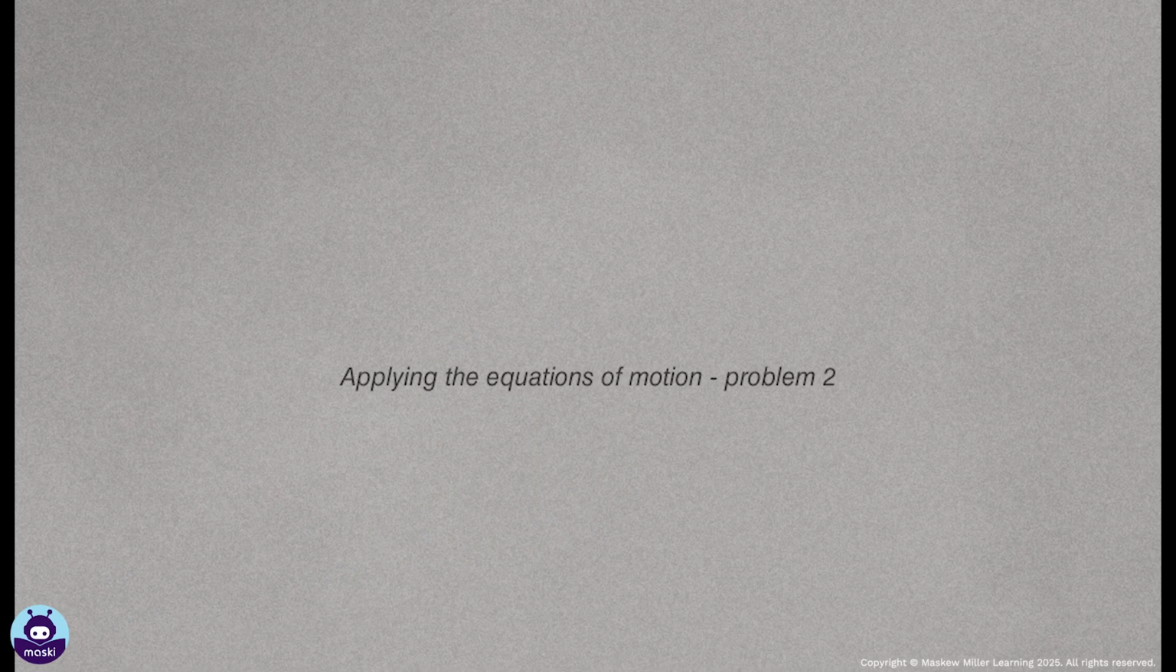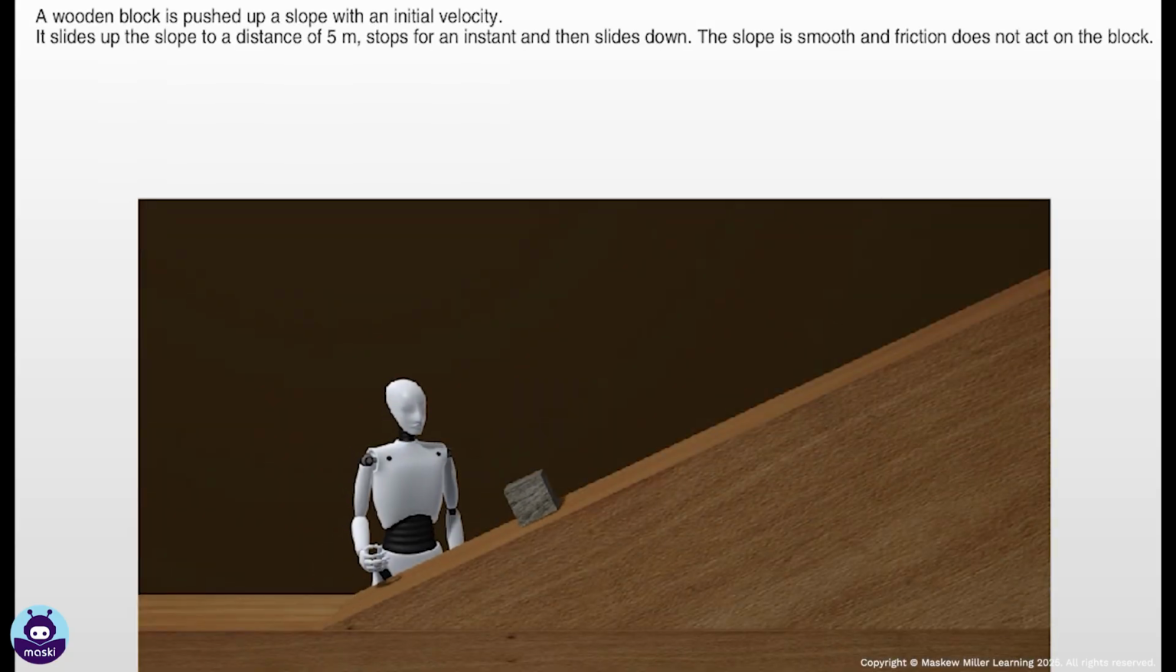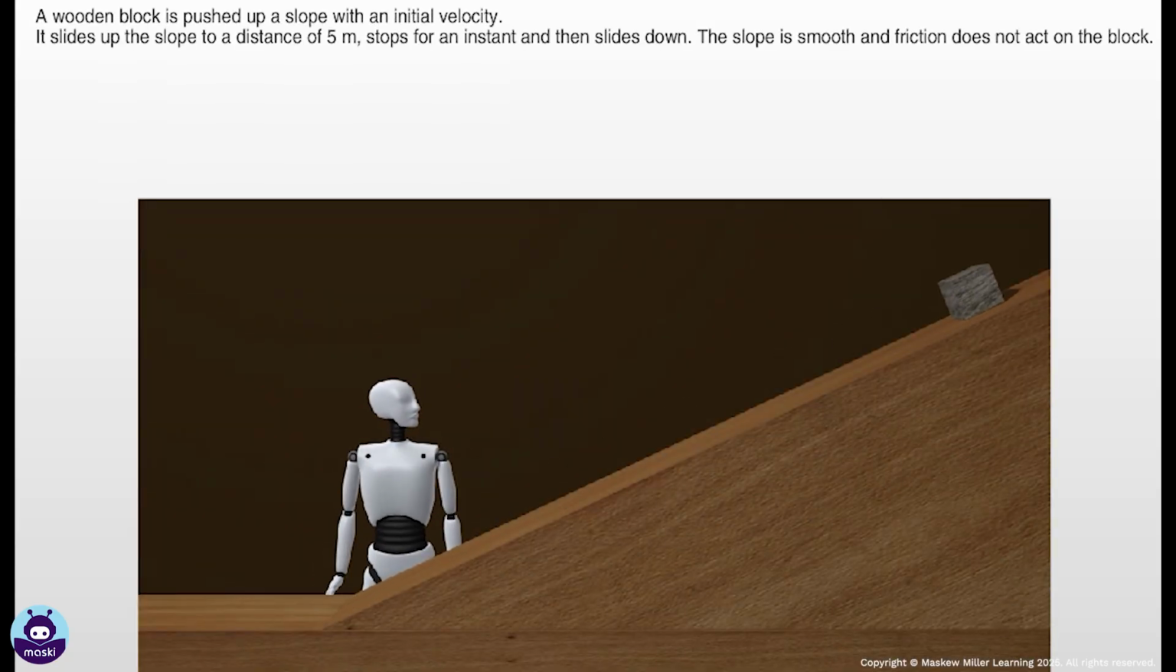Applying the equations of motion. Problem 2. A wooden block is pushed up a slope with an initial velocity. It slides up the slope to a distance of 5 meters, stops for an instant, and then slides down. The slope is smooth and friction does not act on the block.